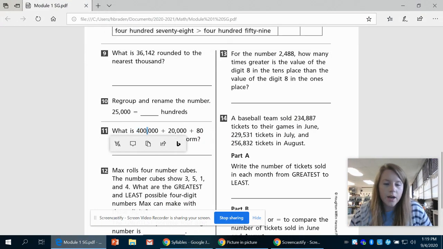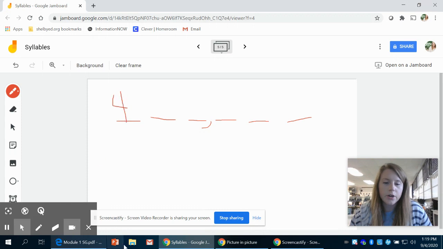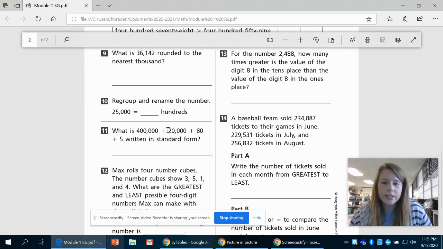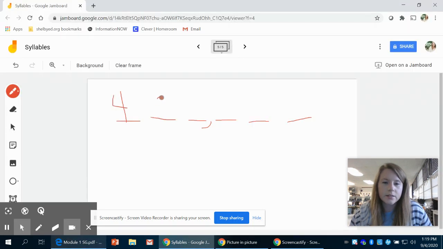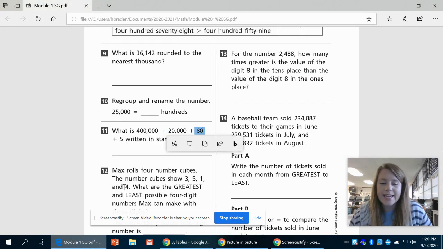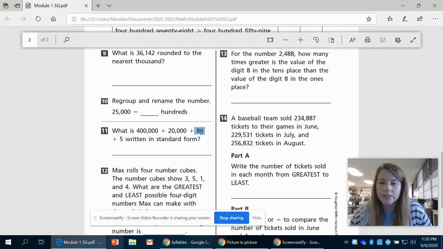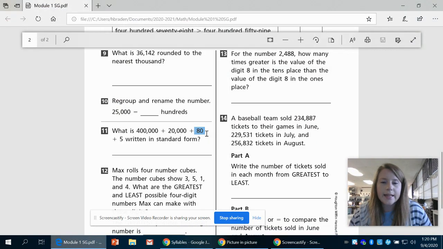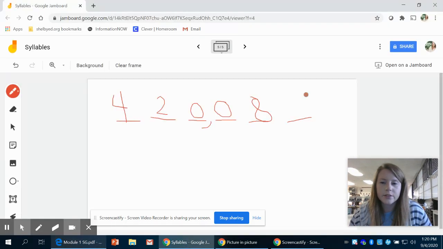All right, so we got 400,000s. We're going to put a 4 in our 100,000s place. We have 20,000, so we got a 2 in the 10,000s place. Okay, we have plus 80, so that means I have 8 tens. 8 goes in the tens place. I still have my thousands, but I have none. And I have no hundreds, but I do have 8 tens and 5 ones. So there's a 5. So my number is 420,085.